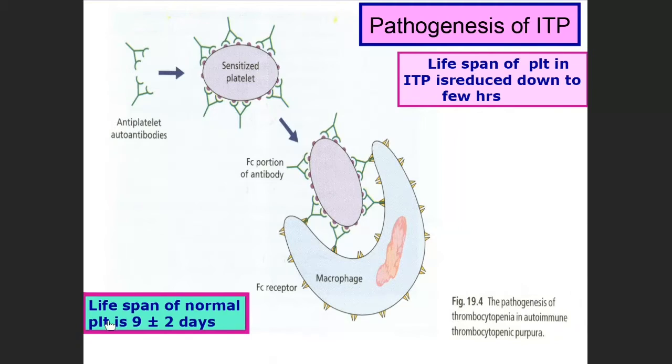The lifespan of normal platelets is 9 ± 2 days. When there is ITP, the lifespan is down to a few hours. So the cause of idiopathic thrombocytopenic purpura is autoantibodies. They coat platelets and then the sensitized or coated platelets are removed by macrophages in the spleen.